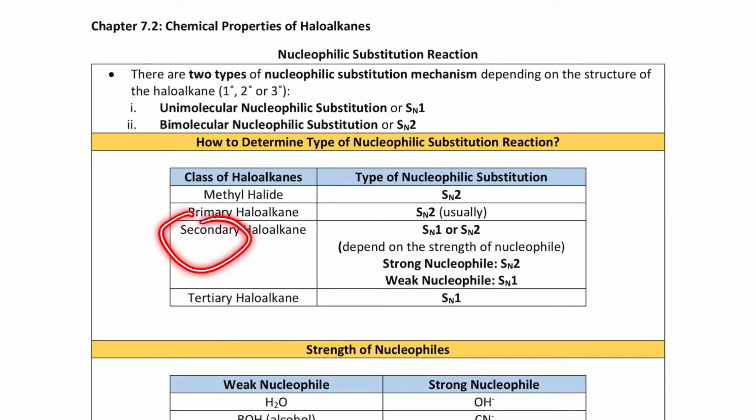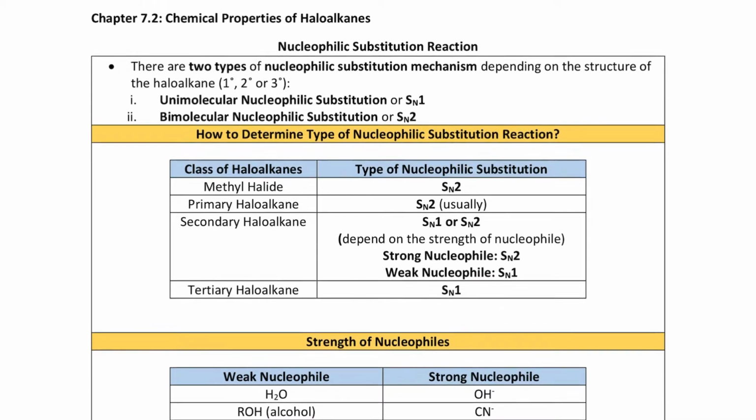Right, and then for secondary haloalkane, it can be both. Okay, dia boleh SN1, dia boleh SN2, bergantung kepada the strength of nucleophiles. So that's why dalam video yang sebelum ni saya ada cakap dekat kamu, you have to memorize the type of nucleophile, strong nucleophile apa contoh dia, weak nucleophile apa contoh dia, sebab dia akan berguna dekat sini lah. Okay, so kalau kamu tengok itu secondary haloalkane, the next thing you have to analyze adalah dia punya nucleophile. Kalau dia strong nucleophile, that mean it will undergo SN2 mechanism. Okay, tapi kalau dia weak nucleophile, dia adalah SN1. Okay, but for tertiary haloalkane, dia memang akan undergo SN1 sahaja. Dia ada sebab dia, nanti kita tengok.